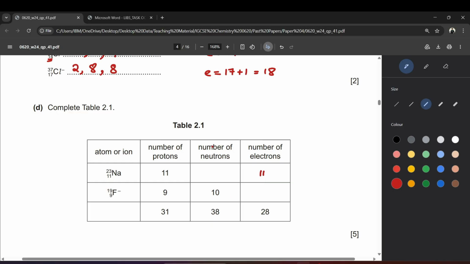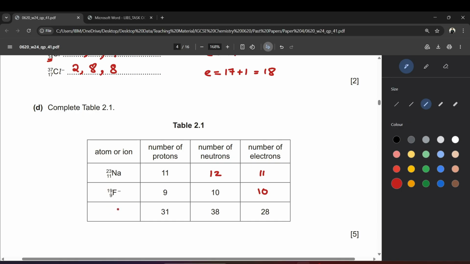Now how do you work out the neutrons? The number of neutrons will be worked out by the difference of the nucleon number, which is 23, and the proton number, which is 11. So 23 minus 11 will be 12. Okay, the second one is fluoride ion. In fluoride ion, the number of protons is 9. The number of neutrons is already given to you. Now, what about the number of electrons? Originally, fluorine has 9 electrons, but because there is a negative charge over here, that means we will add one more electron. So there are a total of 10 electrons.